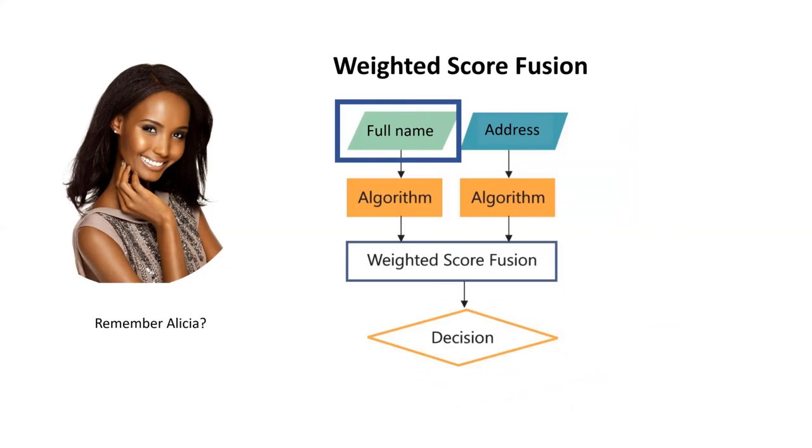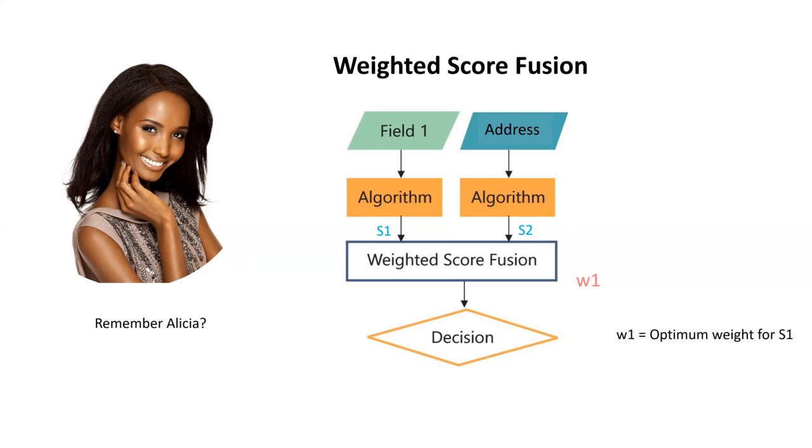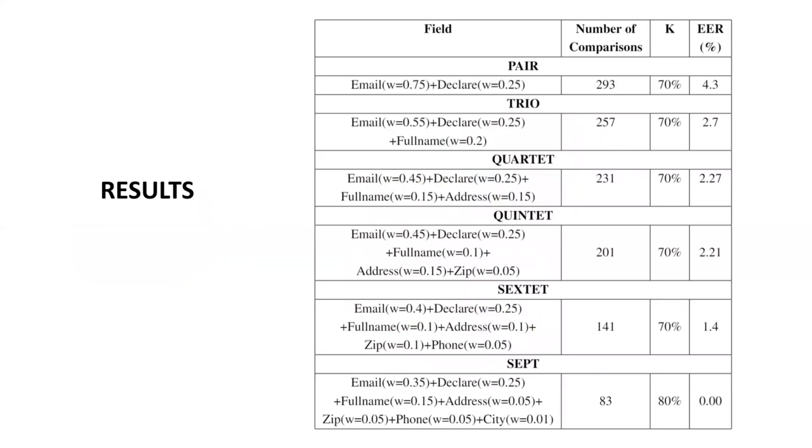Now to weighted score fusion. Remember Alicia? We collected her full name, passed it into an algorithm, and generated a score, we call S1. We collected her address, passed it into an algorithm, and generated a score S2, for example. Then we pass these two scores into weighted score fusion. This is what happens in the weighted score fusion. We find W1, which is the optimum weight for S1. We find W2, which is the optimum weight for S2. We sum these two together and generate a new score. We make our decision based on this new score. For the weighted score fusion, we have 0% equal error rate with a much higher number of comparisons.